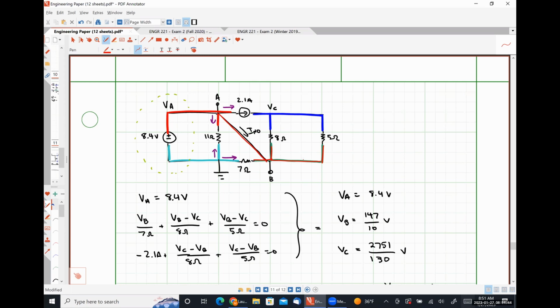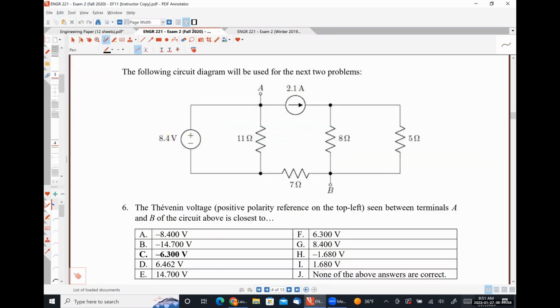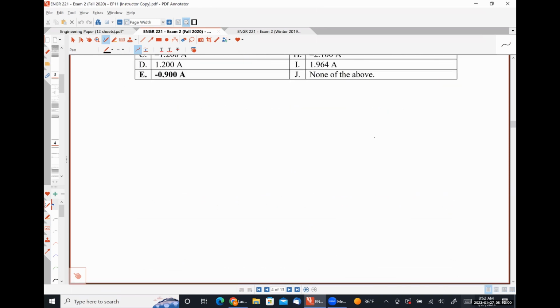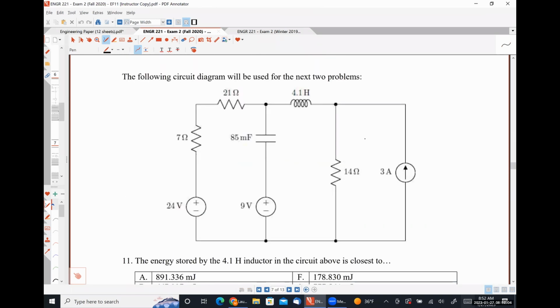Okay, John, you had your hand up a moment ago. What did you say, fall 21? I don't know. So number 12, right?